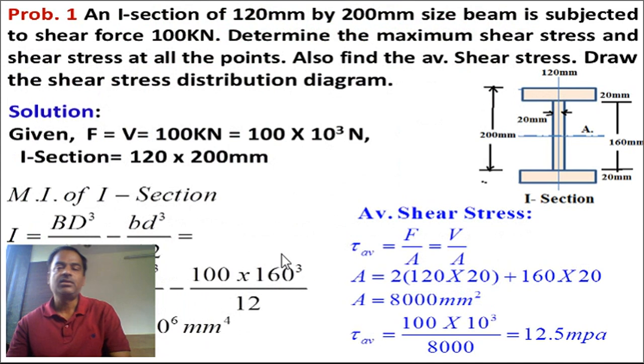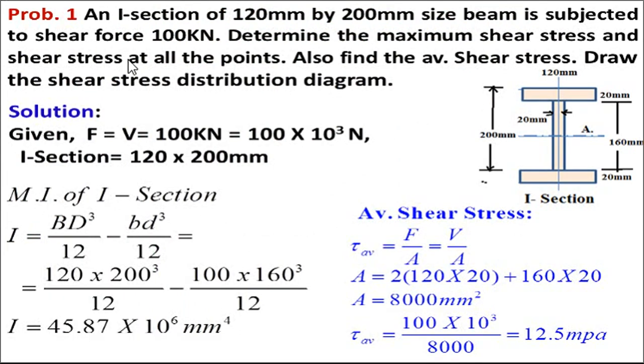Now starting with numerical 1. Here I have taken a symmetrical I section. An I section 120 by 200 mm in size is subjected to a shear force of 100 kN. Determine the maximum shear stress and the shear stress at all the points. Also find the average shear stress value and draw the shear stress distribution diagram.